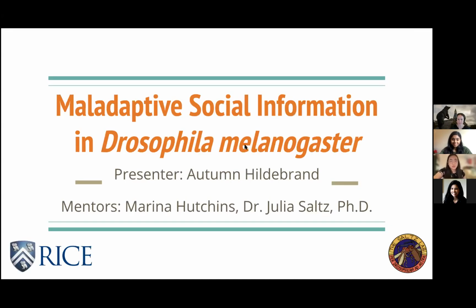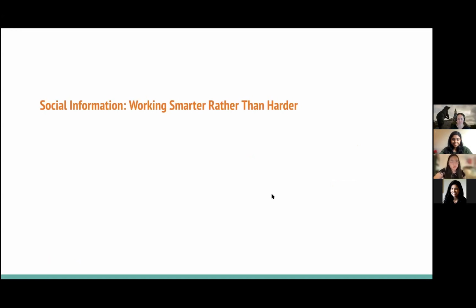All right, hi everyone, my name is Autumn. I'm from Rice University, and for the past semester and a half, I've been looking at something called maladaptive social information in Drosophila melanogaster. So what is social information? Well, social information is basically working smarter instead of harder.